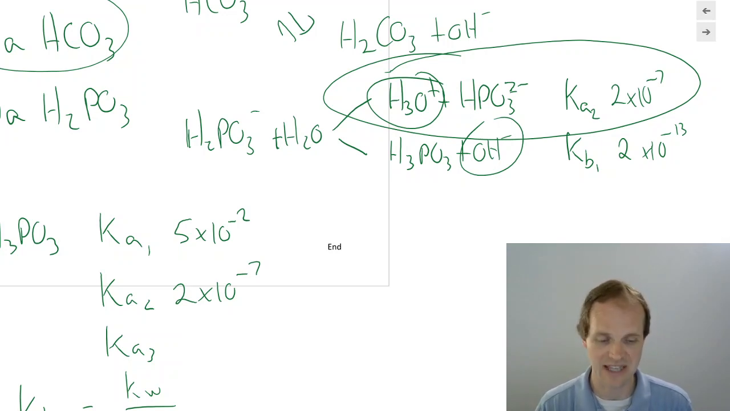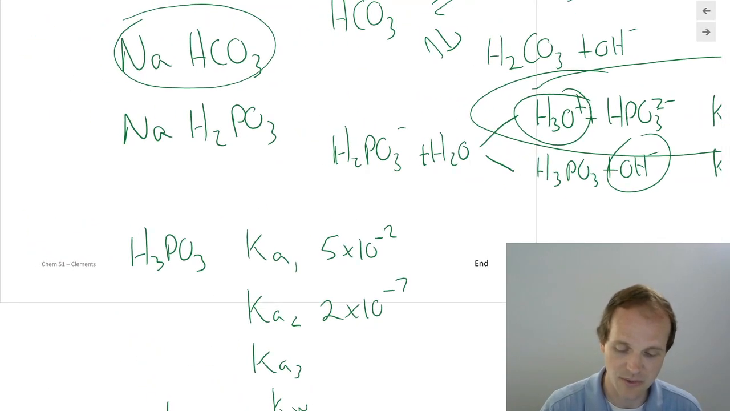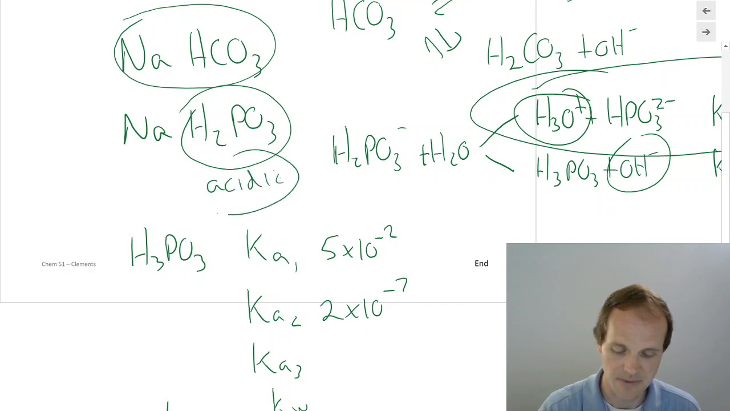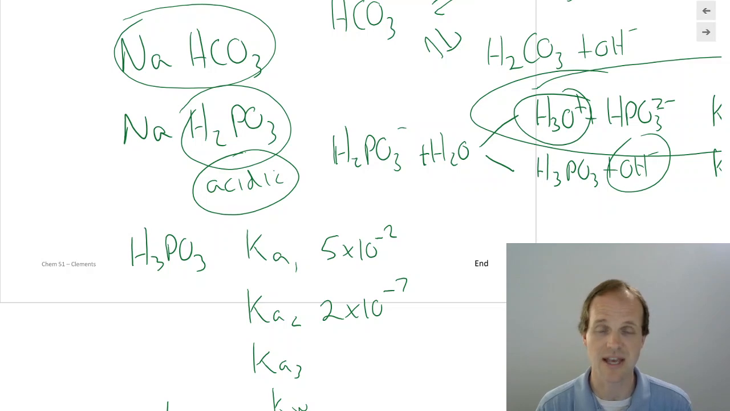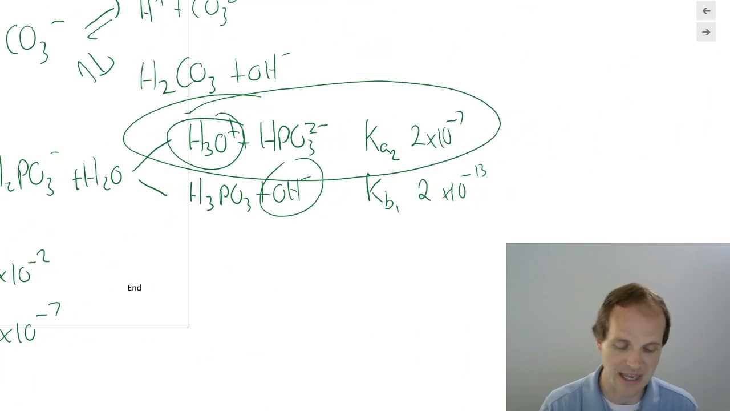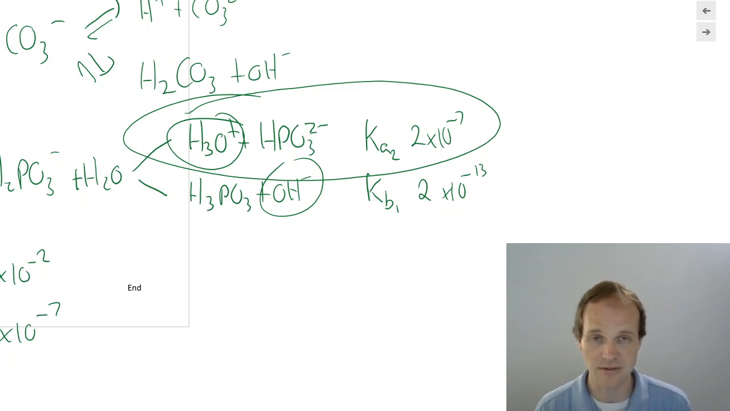By far, the Ka2 is going to dominate, and we're going to find that H2PO3, when you put it in solution, is slightly acidic. So when you have a possibility of a conflict, you've got an acidic path and a basic path, you have to find those K values that govern those equations and compare them. The larger K value is going to win. If we had found out that Kb1 was 2 times 10 to the minus 3rd, then it would have been larger than the Ka2. And we would have found that this solution is more likely to be basic than it is to be acidic.